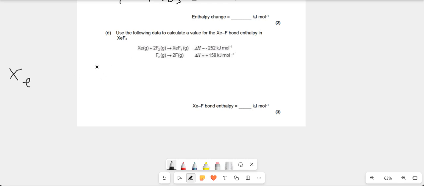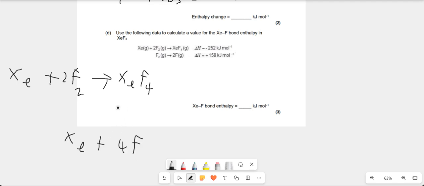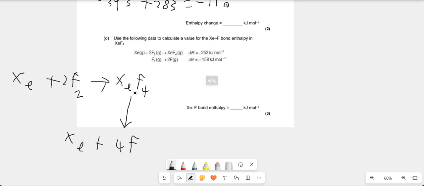So basically, let's write this equation out fully. Xe plus 2F2 would produce XeF4, and I want to find how much this Xe-F is. So you can already see which one I'm trying to find. Then what I can do is ask how much to make XeF4. I need 4F, so I need Xe plus 4F. So this would be the formation. You can go either way, you can make this arrow go down or up, it doesn't matter. And then this goes from there to there, because bond enthalpy is how much energy is needed to break the bond.